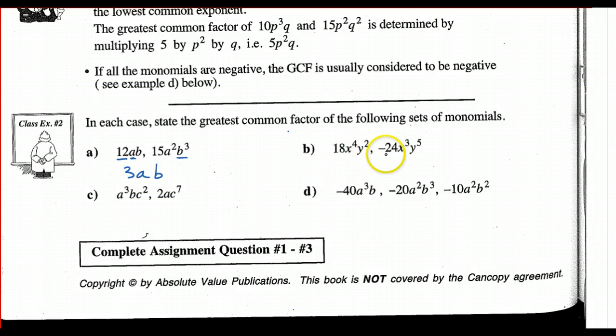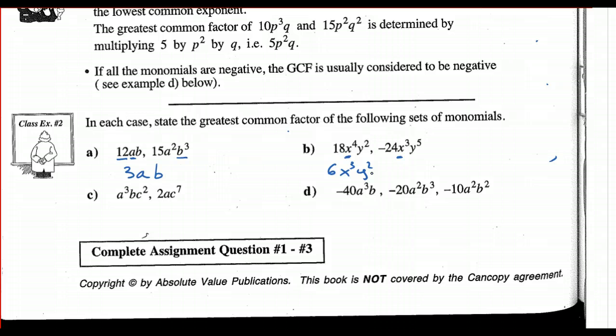18 and negative 24. It doesn't matter if it's a negative or a positive, you can still remove a highest common factor. In this case, for 18 and 24, the highest common factor is going to be 6. I have 4 x's and 3 x's, so I can take out x cubed. I have y squared and y to the 5, so I can take out y squared. That is the common factor.